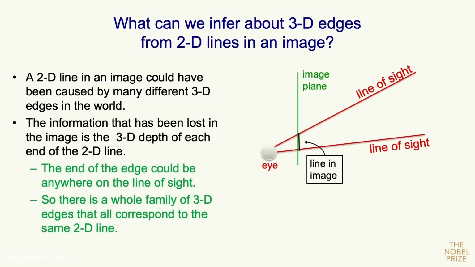Well, there's many edges that could have caused it. There's one edge that could have caused that 2D line. But there's another one, and there's another one, and there's another one. All of these edges will cause the same line in the image. So the problem of vision is to go backwards from the single line in the image to figure out which of these edges is really out there.